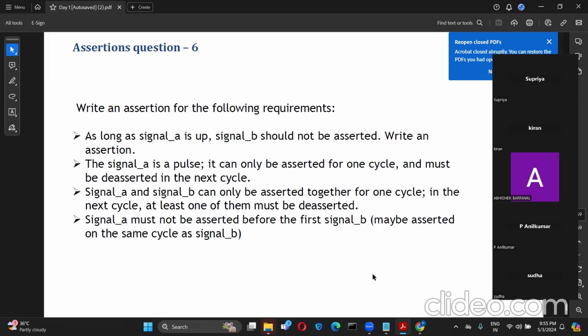You can also use just the word called or. That also says that any one of the signal should be high. That can be done. What you have told also can be done. What I can think of is I can check dollar rose of signal A and signal B both.